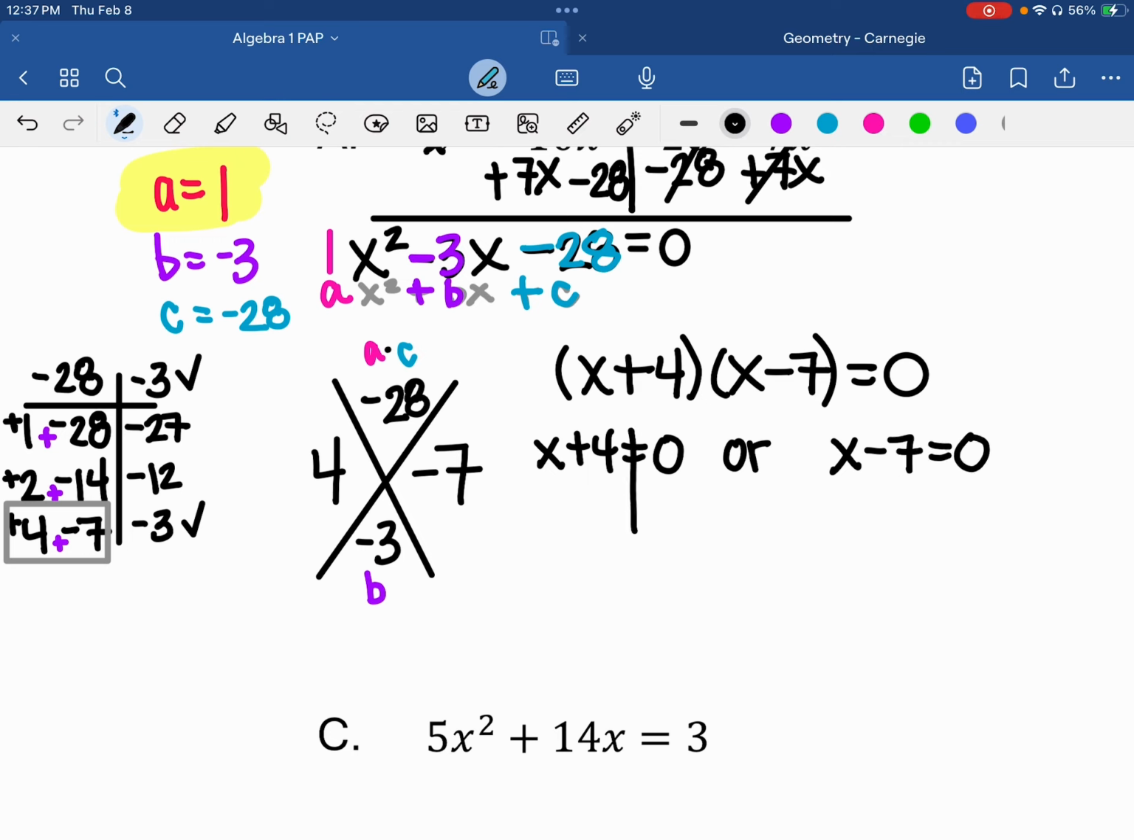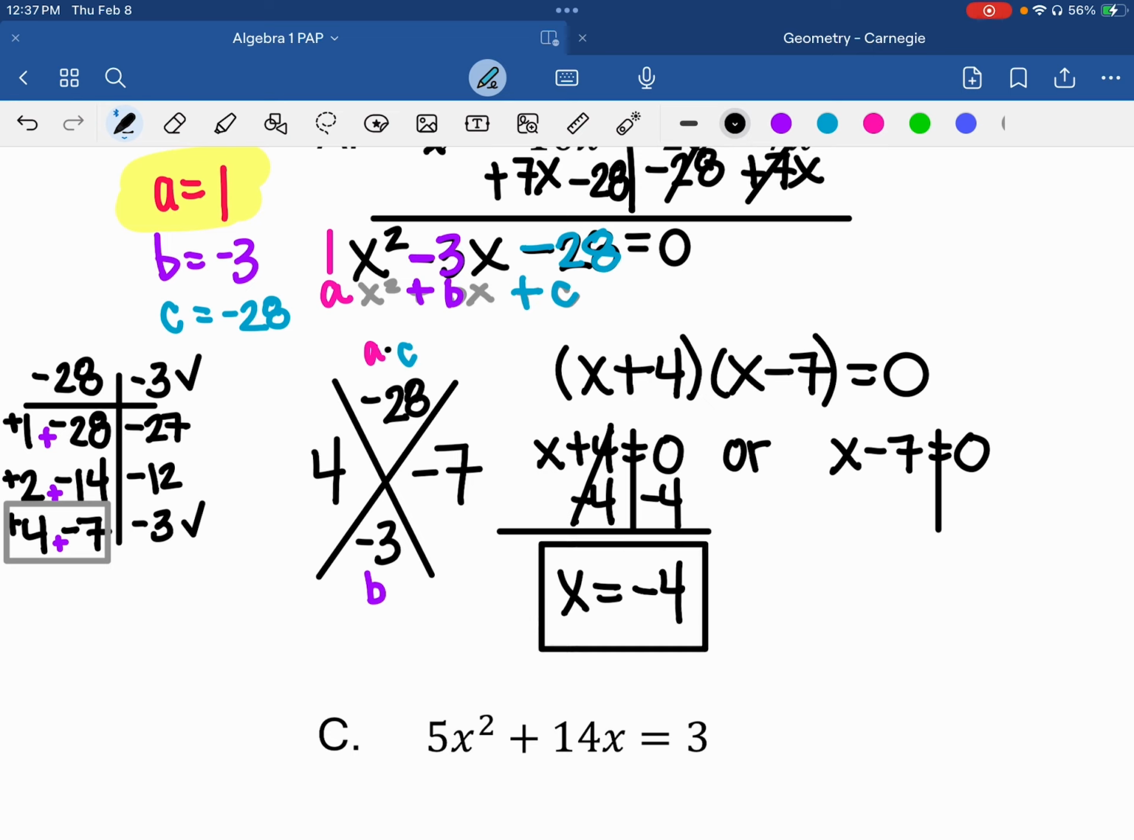I can solve both of these equations for x by simply moving the 4 and the 7 to the other side. Remember, when doing so, you must do the opposite of what the 4 and 7 are. So our solutions are going to be x equals -4 and x equals +7. Oops, not plus, equals. There we go. These would be our two solutions. All right, let's try another one.